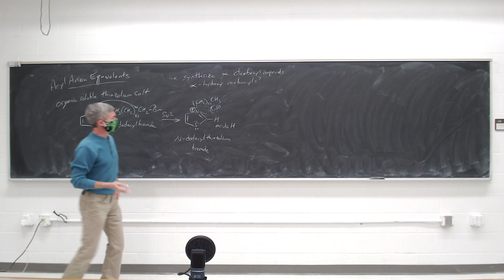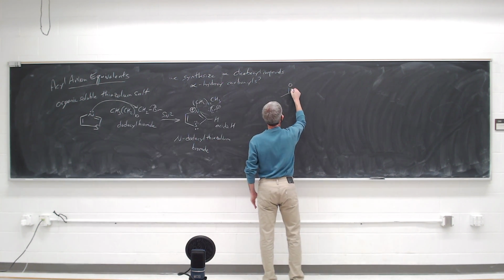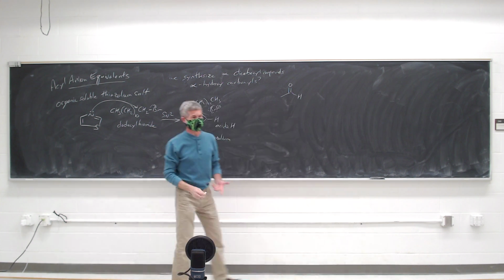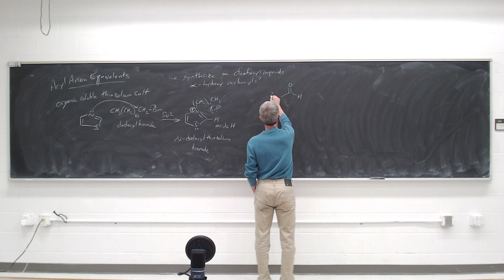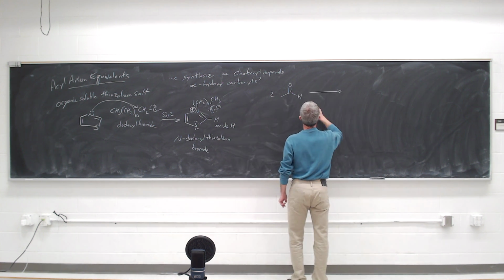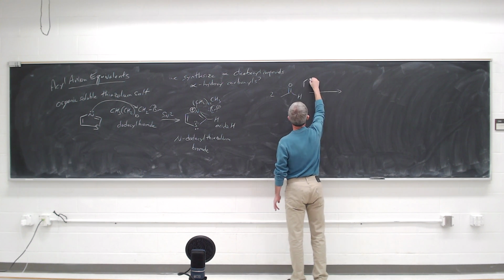So the reaction is to take an aldehyde. I'm just going to take acetaldehyde so that I don't have to draw a lot of atoms or mechanism. We're going to take two acetaldehydes and we're going to treat them with the N-methylthiazolium bromide.